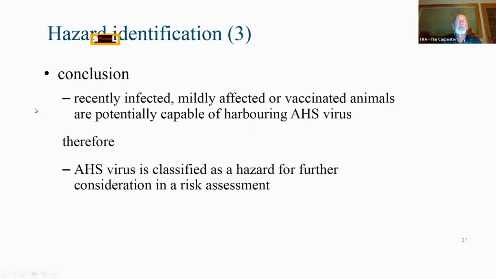Okay, conclusion from the hazard identification. We're concerned about recently infected or mildly subclinically infected animals or vaccinated animals that can transmit African horse sickness virus to your population at risk. Therefore, the conclusion would be that AHS virus is classified as a hazard and should be considered further in this risk assessment.